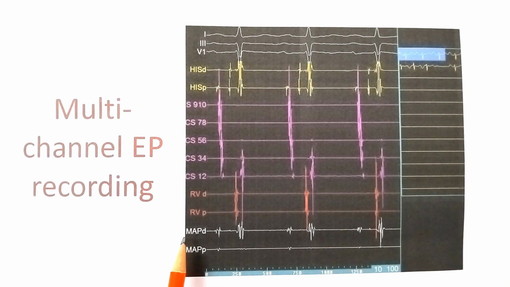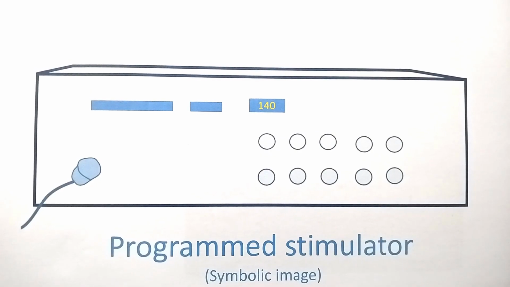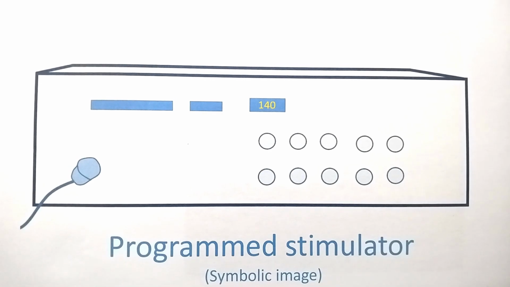Then this is the mapping electrode, that is also the ablation catheter. Distal, proximal. There are 2 electrodes shown there. So different recordings are taken, and from this you know how the sequence of conduction is occurring within the heart. That is electrophysiology study. This is a diagrammatic representation of another device used in the electrophysiology lab known as programmed stimulator.